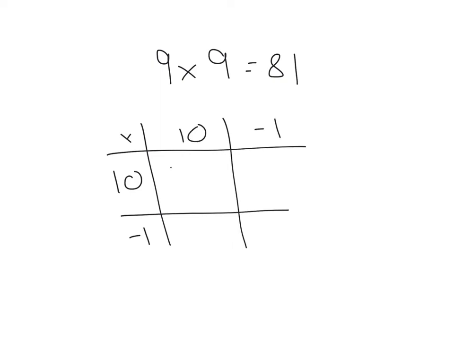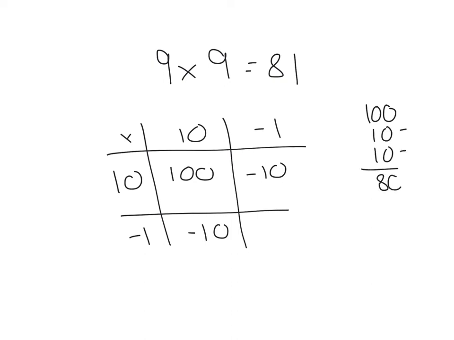Well, I know that 10 times 10 is 100, and I've just figured out that a positive times a negative is a negative, so 10 times negative 1 is negative 10. 10 times negative 1 is negative 10. So at the moment I've got 100, take away 10, and take away another 10, which is 80. Well, I know that the answer is 81, so I must know that negative 1 times negative 1 must be positive 1 to make 81.